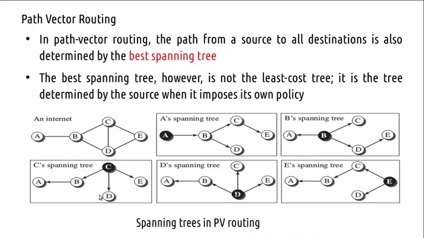So we discussed three routing algorithms: distance vector, link state and path vector. The first two, distance vector and link state, are intra-domain routing algorithms, that is, intra-autonomous system routing algorithms, and path vector routing is an inter-autonomous system routing algorithm, or you can say an inter-domain routing algorithm.